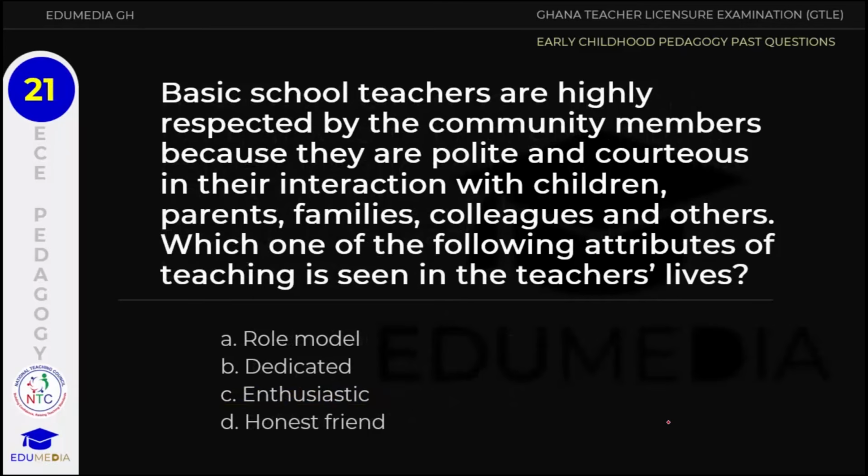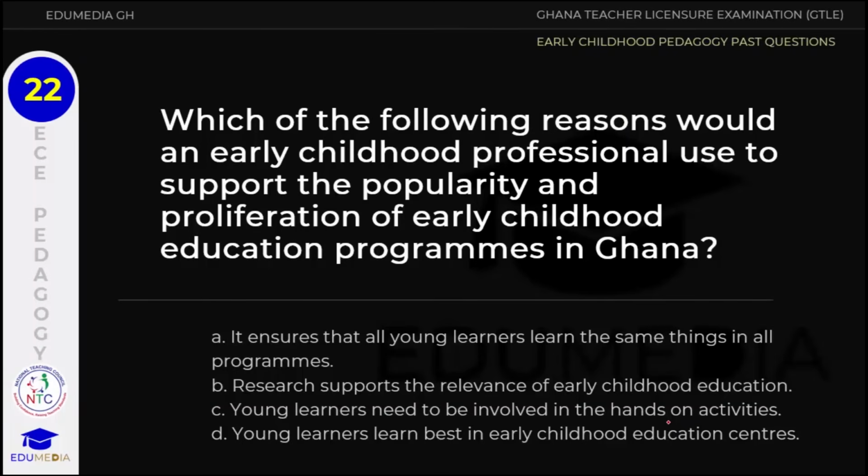Basic school teachers are highly respected by the community members because they are polite and courteous in their interaction with children, parents, families, colleagues, and others. Which one of the following attributes of teaching is seen in the teacher's life? Possible answers: A. Role model. B. Dedicated. C. Enthusiastic. And D. Honest friend. The correct answer is A. Role model.